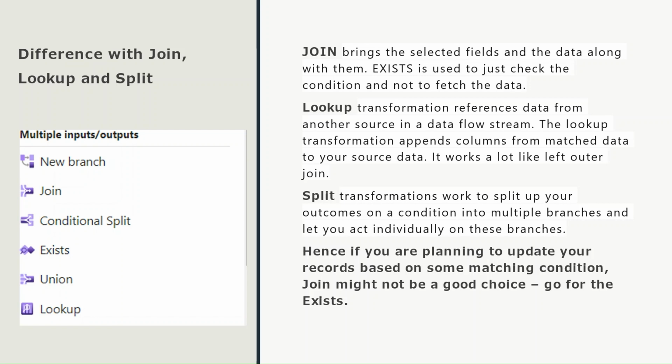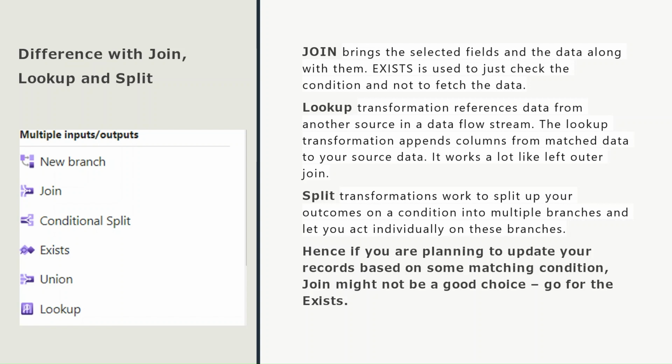Lookup transformation, why not lookup transformation? Because lookup transformation references data from another source in a data flow stream. Lookup transformation appends columns from matched data to your data source. It works a lot like a left outer join. So this is not going to work either.